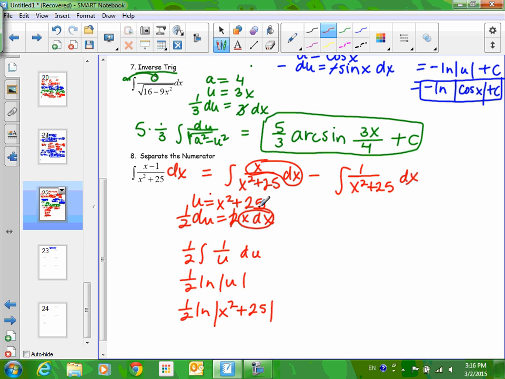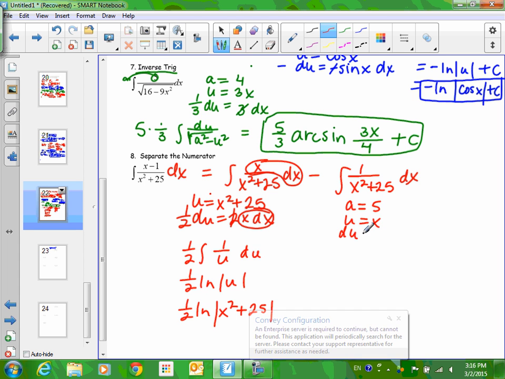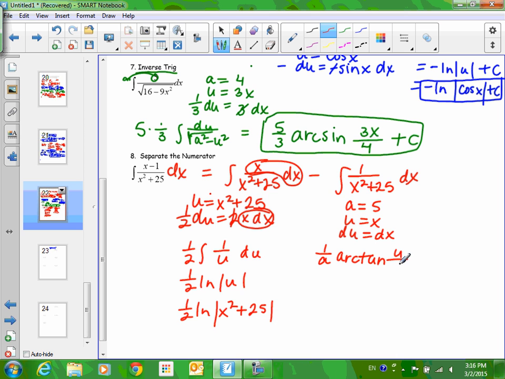So I suggest you go through and integrate the whole first thing. Then you come over here and you do the same thing. Now you guys already told me this is an arctan. A here is 5, u is x, du is dx. So remember, this is going to be 1 over a arctan u over a, and then we'll have our plus c. And there's a minus, so I have to make sure I put my minus there. 1 over 5 arctan x over 5 plus c.